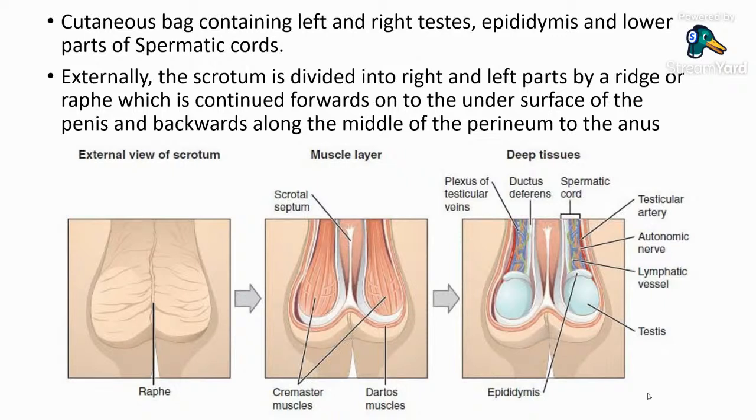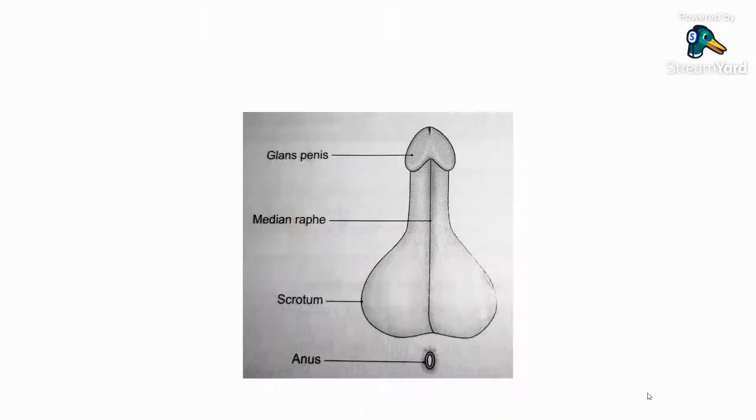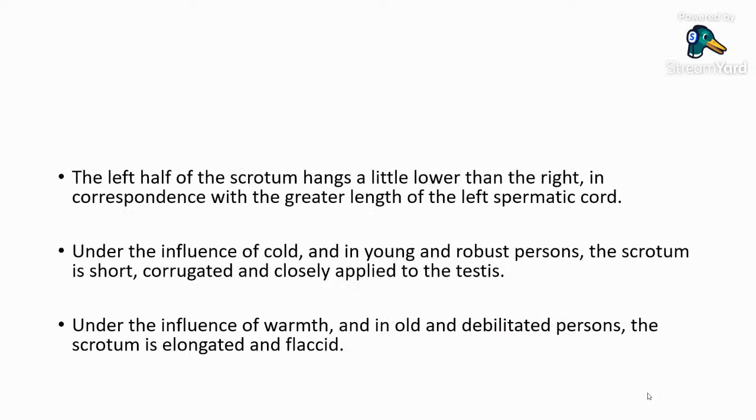Here you should remember that the scrotum is divided into right and left parts only externally. Remember this, not internally. It divides internally only in hermaphrodite persons. So next, this is the picture of the scrotum. The left half of the scrotum hangs a little lower than the right, which corresponds with the left spermatic cord having greater length than the right.